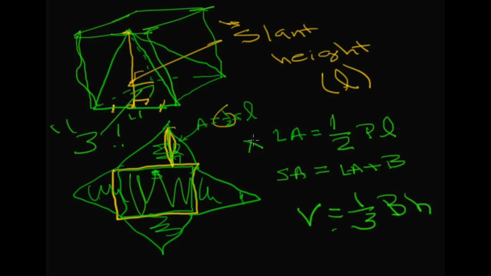So these are the three significant formulas for the pyramid. The lateral area is 1/2 the perimeter of the base times the slant height. The surface area is the lateral area plus the base area. And the volume is 1/3 the base area times the height. So that's not the slant height. That's the height actually measured straight up and down, right, of the pyramid.